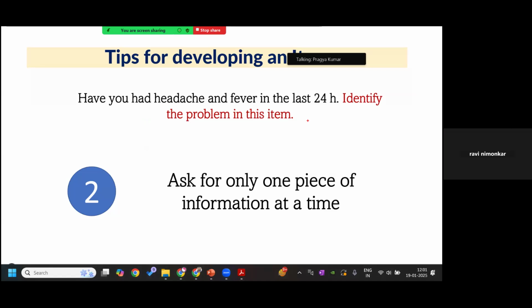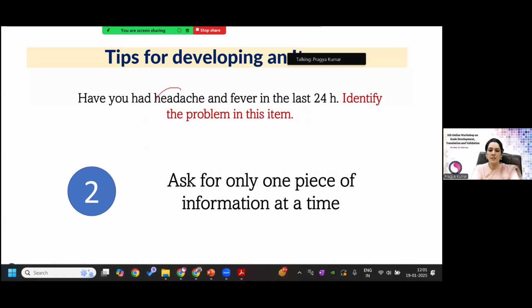Headache and fever last. Yeah. So there are two things. If a person is having fever, he will also say yes. If a person is having headache, he will also say yes. So you should ask only one piece of information at once.